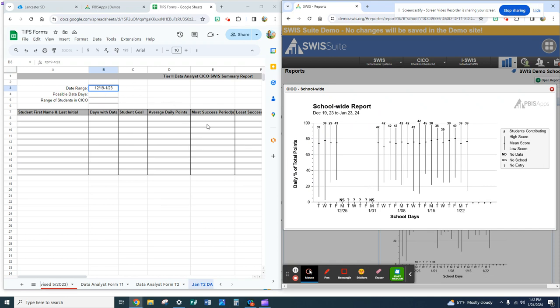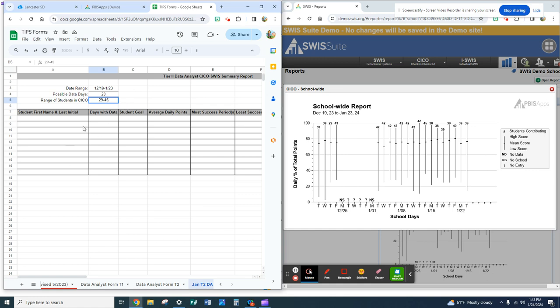And it says possible data days. So the number of days of data is 1, 2, 3, 4, 5, 6, 7, 8, 9, 10, 11, 12, 13, 14, 15, 16, 17, 18, 19, 20. It should land to be around 20. If you have a 3-day weekend in there, it would be 19, but it should be about 20 days. The range of students in SECO, we're going to look at this top number. We've got 29. Seems to be the lowest number. It is. So we're going to put 29, and then what's the highest number? There's 45. So 29 to 45 students.